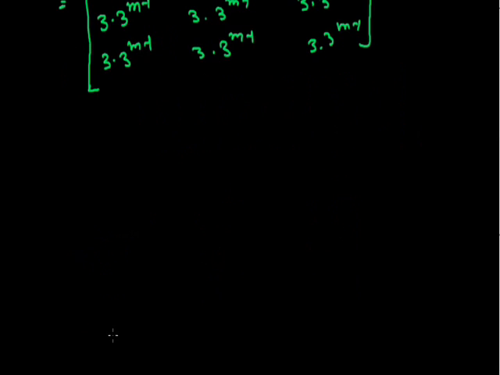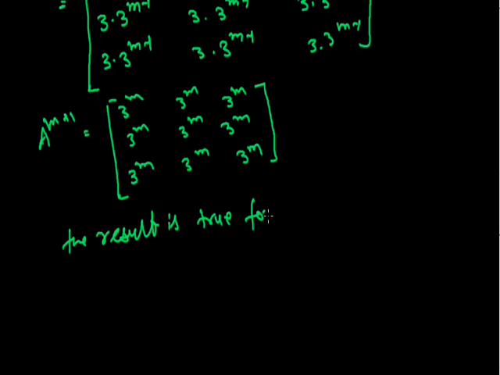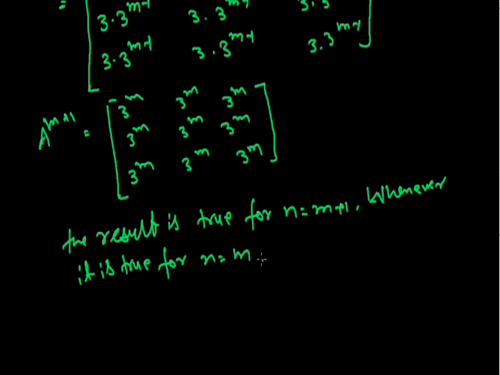So A power m plus 1 is the matrix with every entry 3 power m. Now the result is true for n equal to m plus 1 whenever it is true for n equal to m. Now let's take the next example.